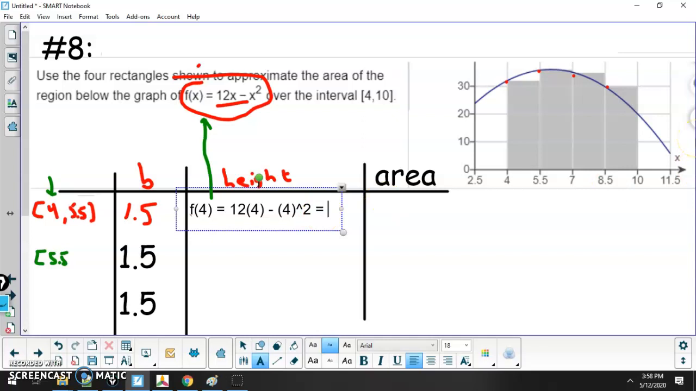Anyhow, we have 48 minus 16. You're going to calculate that, 48 minus 16, whatever that might be. Well, that's 32. I can do that mentally. Anyhow, let's do the next interval.